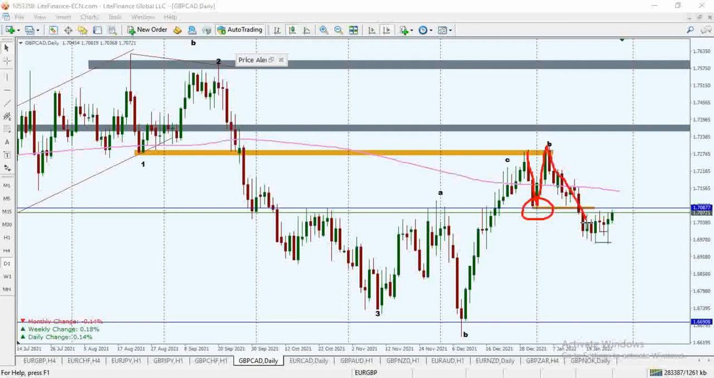This flat structure here is what we're going to be working on. We're not going to be working on buying this flat structure. Rather, I'm going to be waiting for the invalidation of this flat structure. Price should get to a certain extent.